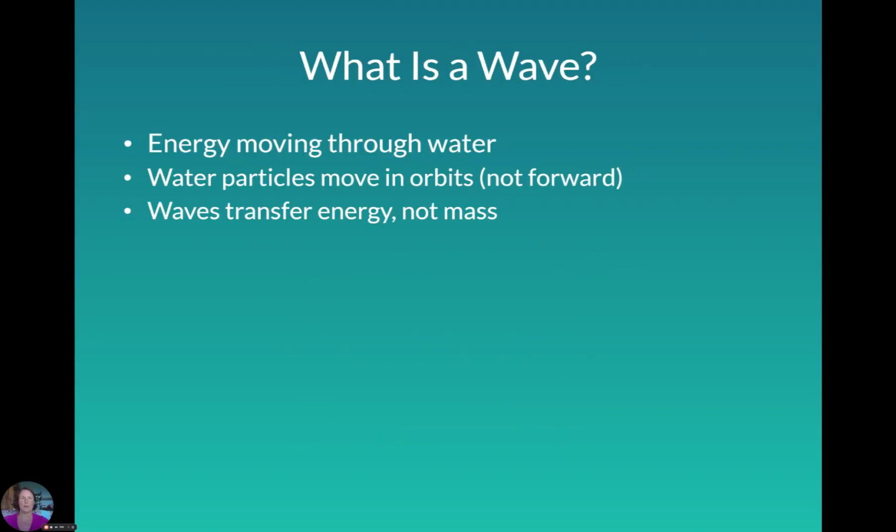So, what is a wave? It's important, super important, to understand that a wave moves energy, not water mass. So, a wave is energy moving through the water, not the actual water moving forward. Water particles move in a circular orbit, but the water itself stays essentially in the same place. We'll look at a couple diagrams of that as we go on. But it's why when you see a cork in the ocean, it'll mostly bob around in the same place for a long time.